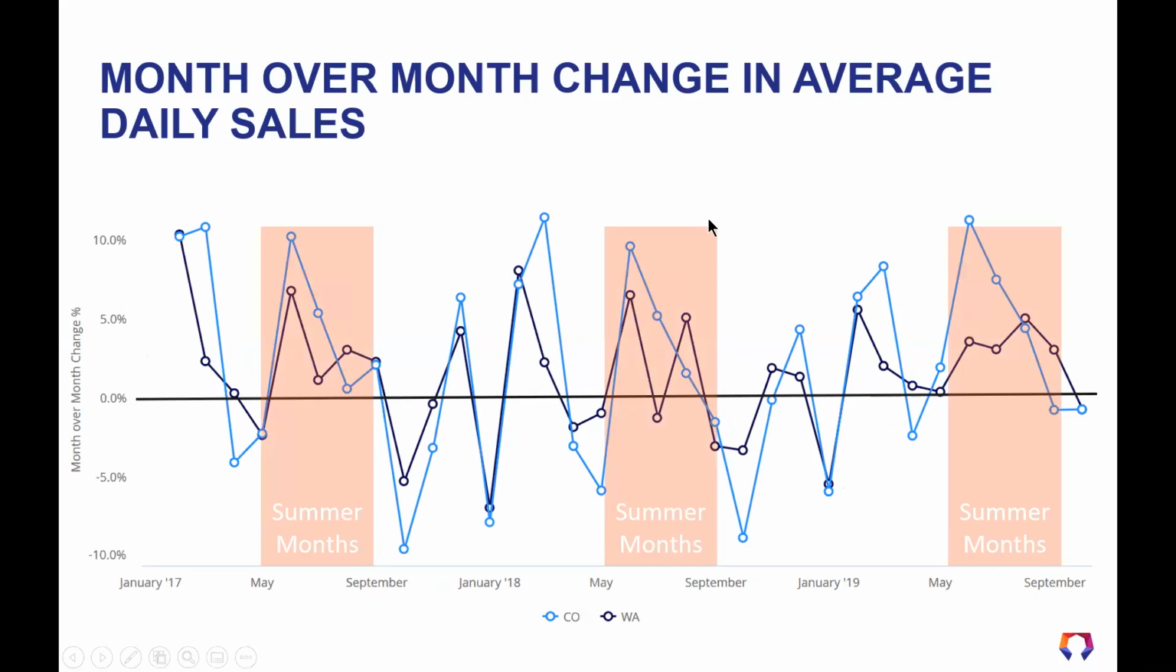Perfect. So here I've highlighted the summer months for you, and we see that even after normalizing for the number of days in the month, the summer months mean increased demand. In fact, we see that June tends to see average daily sales that are about 10% higher than May in Colorado and between 4 and 6% higher in Washington. I think this data is a great way to determine how much product to make. Stocking out in those summer months could really hamper your growth.